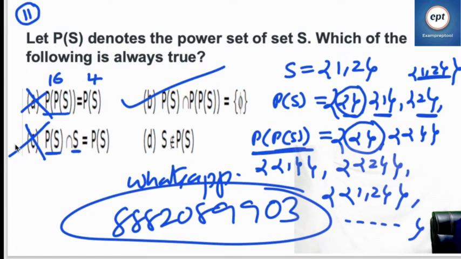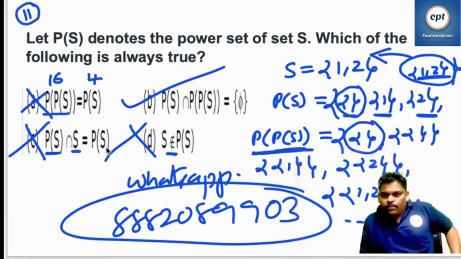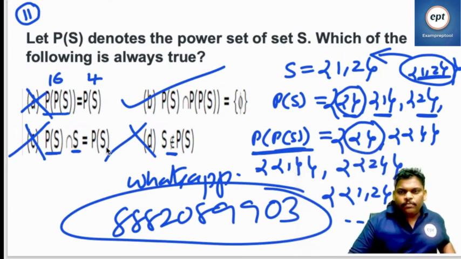Next one, S belongs to the power set of S. So S is one of the elements in the power set of S. True. S is one of the elements in the power set of S. True. But the option is saying it is not. That is the reason it is wrong.